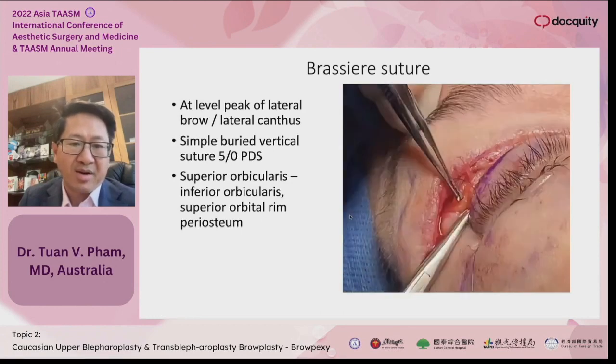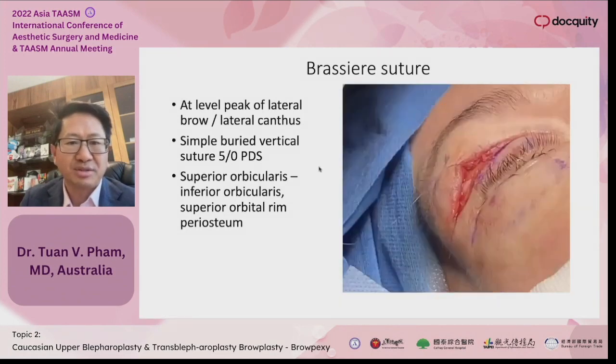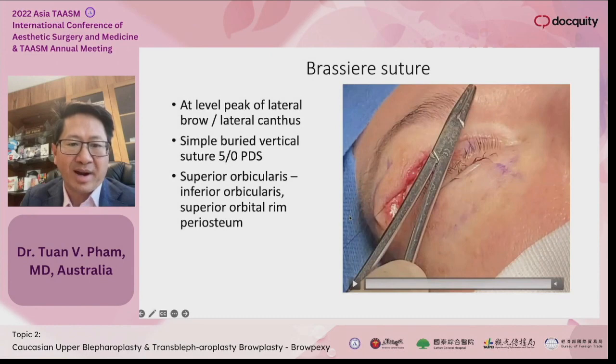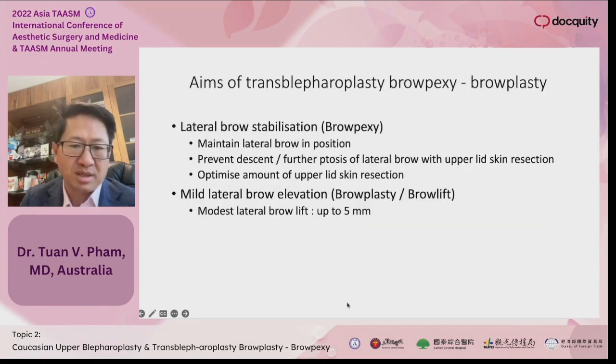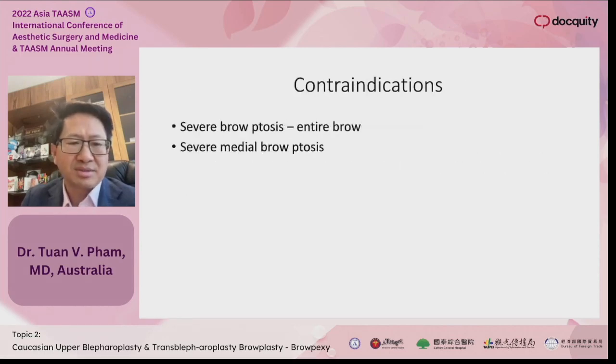Mild lateral brow elevation, probably up to 5 mm, but not more than that, I think. Indication is upper lid dermatochalasis plus brow laxity or mild to moderate brow ptosis only, okay? And also very good for brow symmetry, mild symmetry adjustment. Contraindication is severe brow ptosis, then I think this doesn't work. It's for mild cases. And if it's severe medial brow ptosis, you don't want a more lateralized elevation. If you have severe medial ptosis, it looks odd.